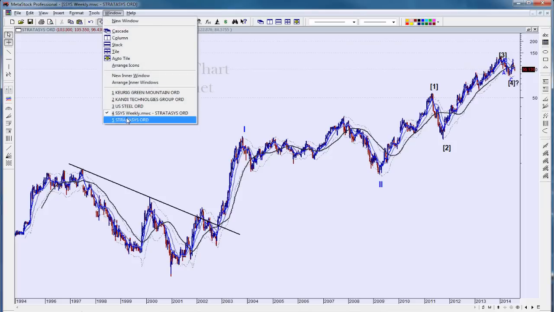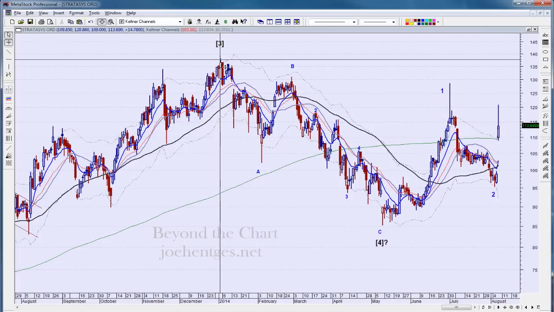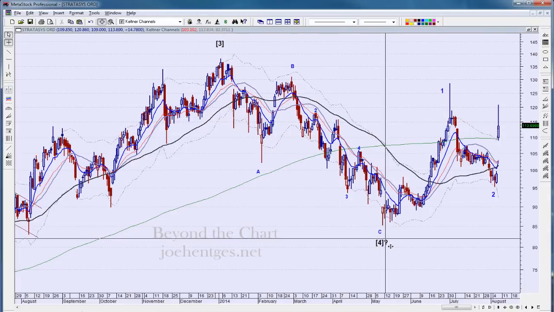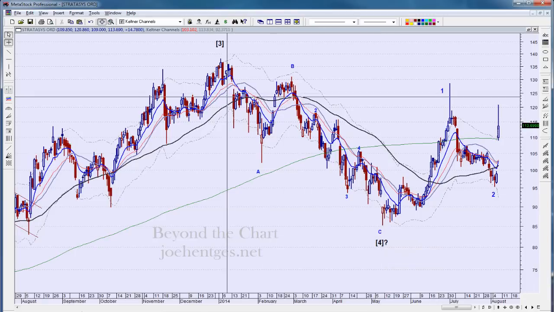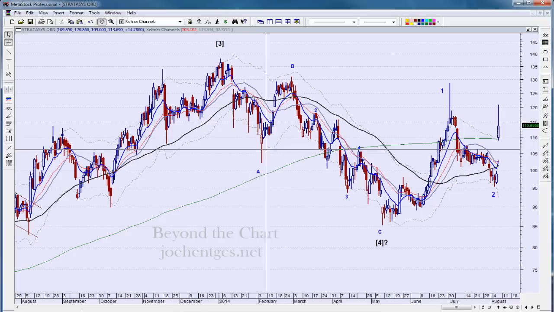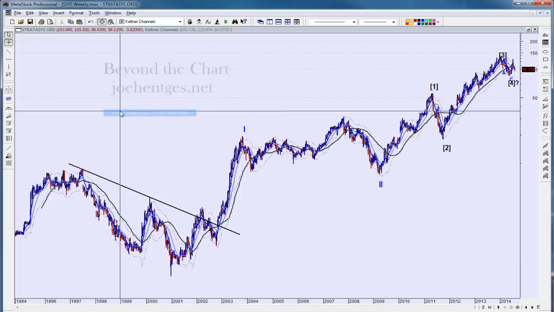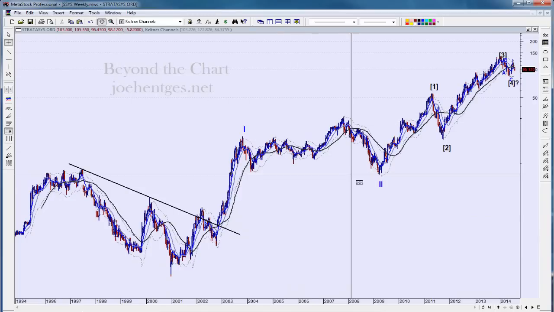Let's go ahead and take a look at the daily chart. Here's the top of the third primary wave, so now we're looking at a corrective fourth wave. Is this a zigzag? This looks like an ABC zigzag correction to me. The question is, did it correct enough? I believe it has, from what we're typically looking for.